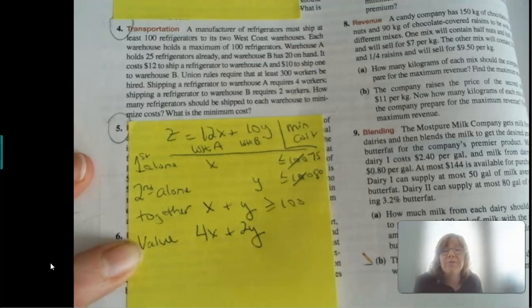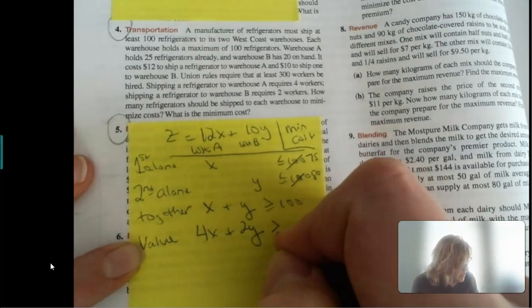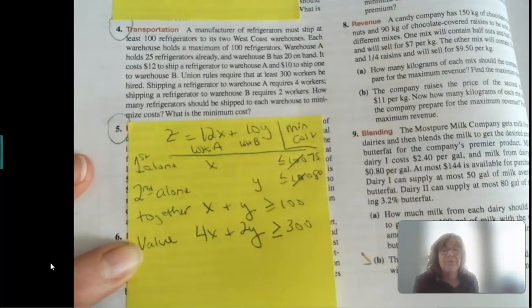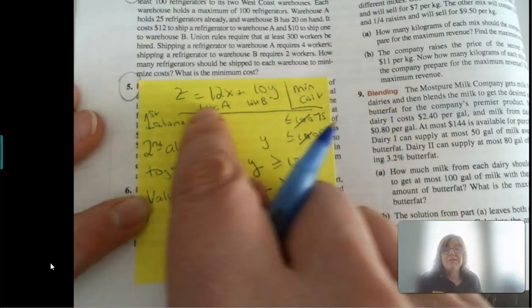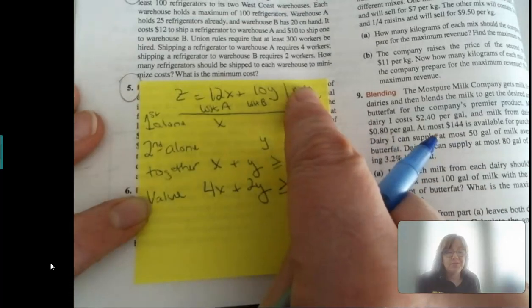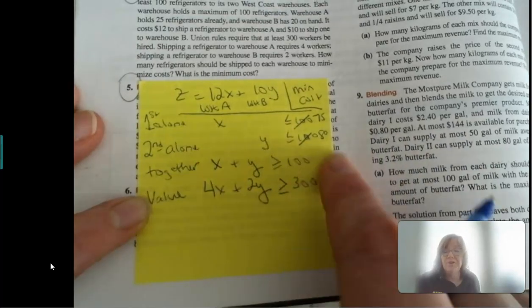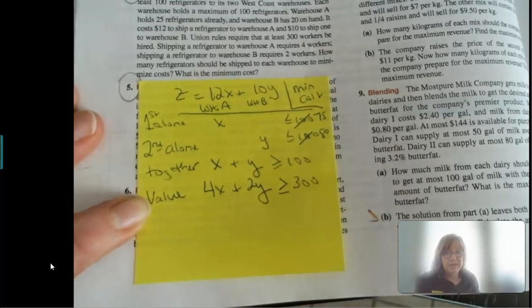Union rules require that at least 300 workers be hired. So at least means I would like equal to 300 or I'm okay with more. All right. The Z part is called the objective function. These inequalities are called constraints.